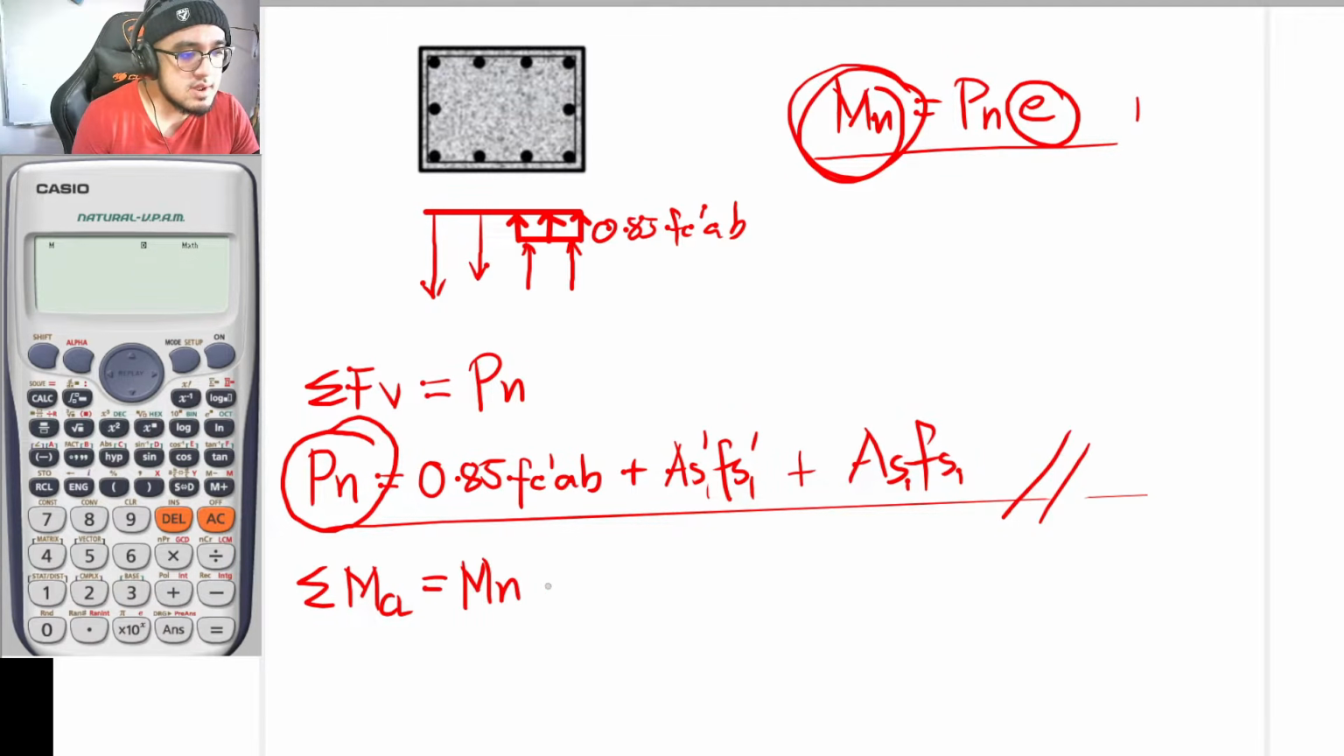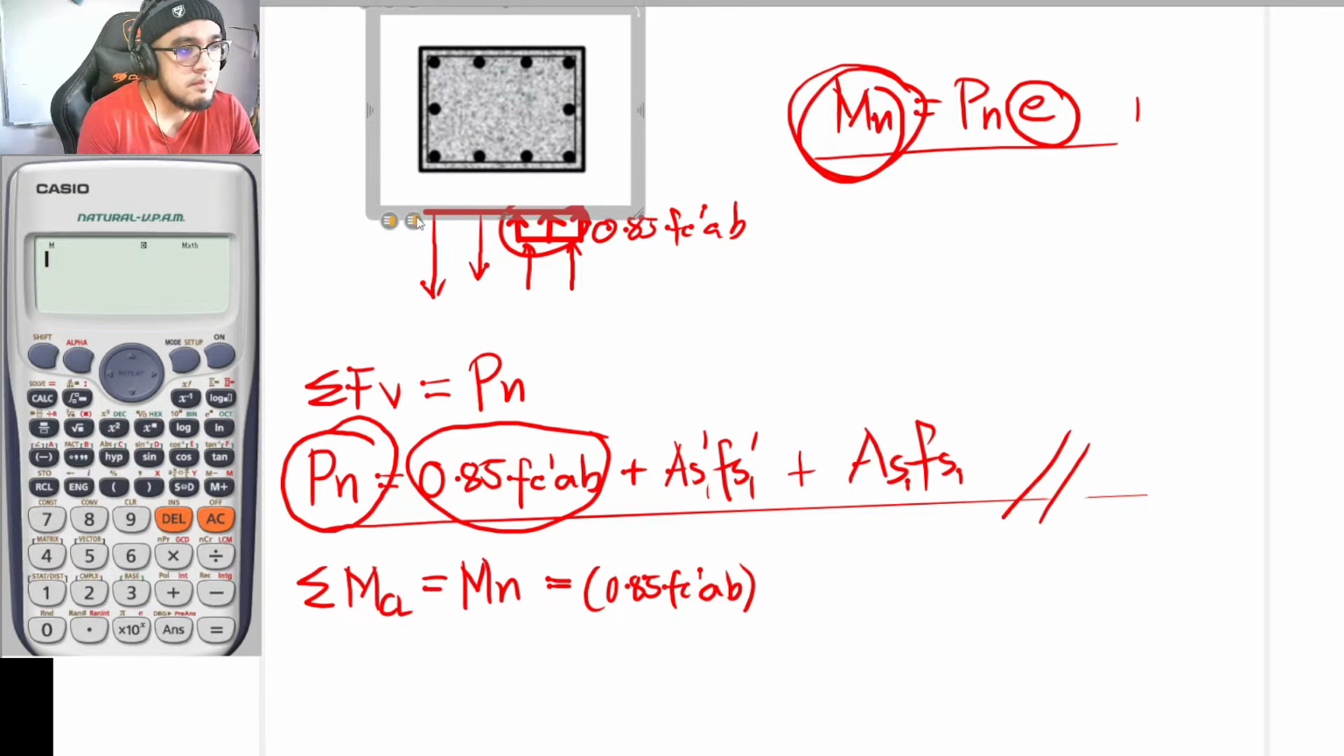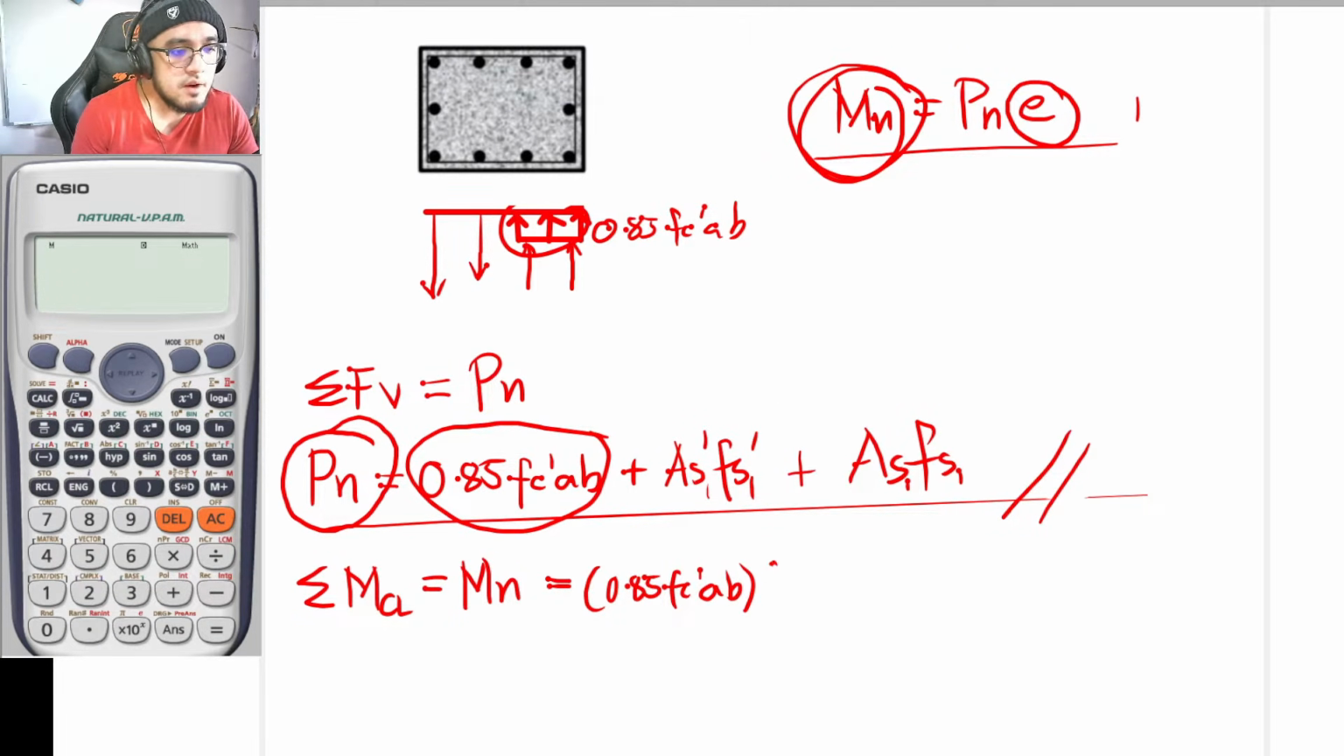So with that, guys, this is equal to, of course, your 0.85 Fc prime AB. So 0.85 Fc prime times AB. Of course, you must multiply this with the lever arm. So what is the lever arm? If you are to get the moment about this location, which is the center line, and let's say that this is your compression area, for example. If that is the compression area, your lever arm must be measured from your center line up until the center here.